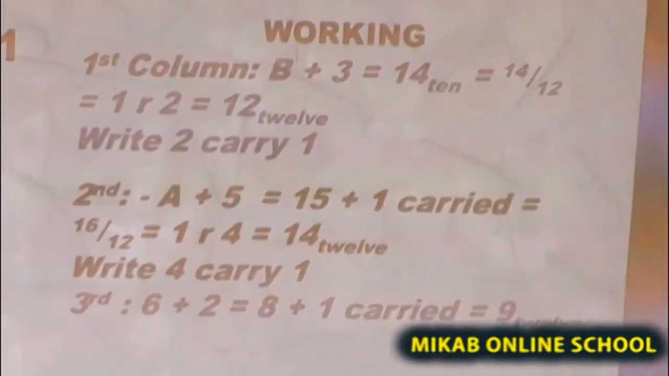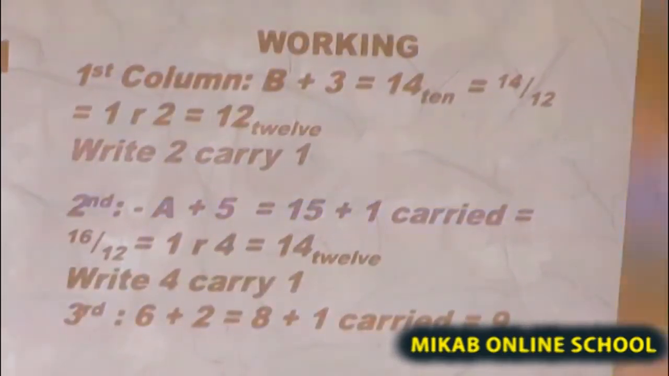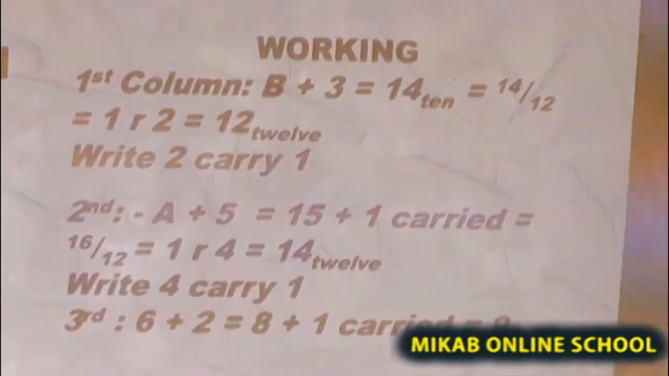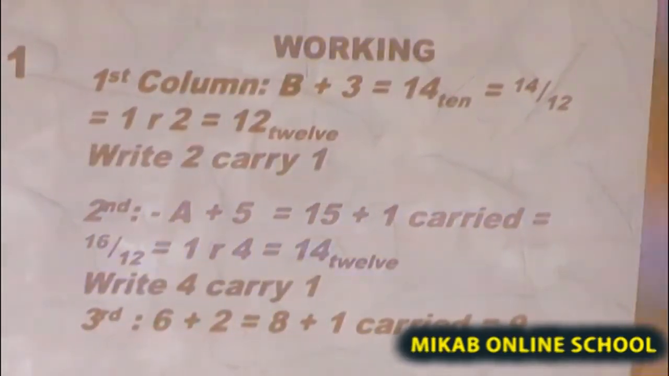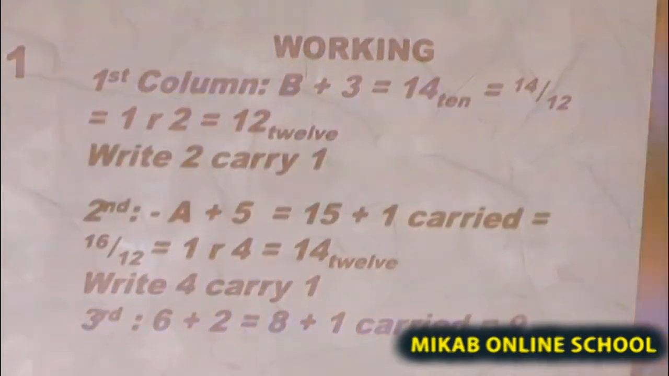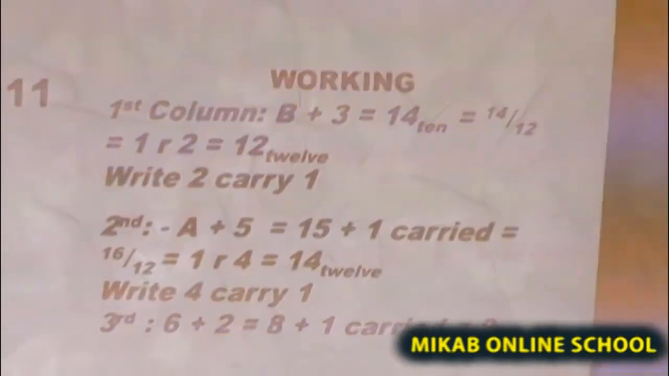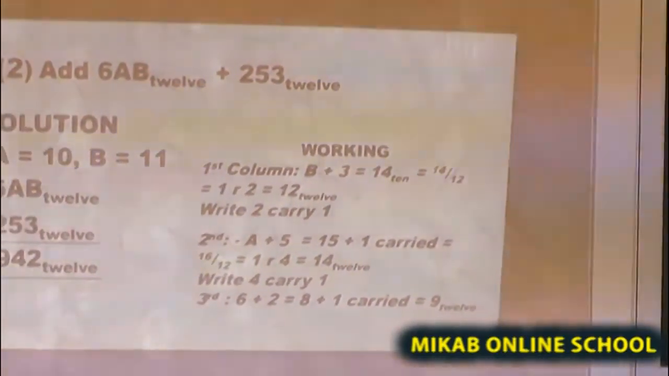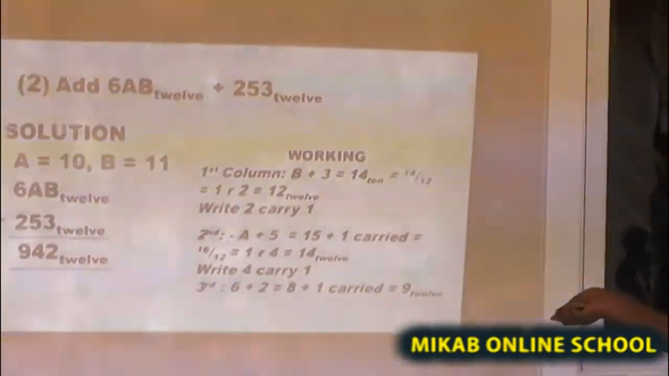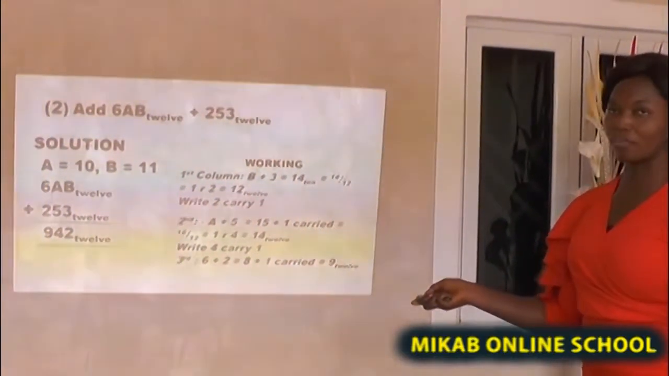Like in the previous cases, here we have 14. Because 14 is more than the base operating, we have to reduce it. That's why we are finding the number of 12s we can find in 14. Now, because 9 is not up to 12, we will not have to divide. So 6 plus 2 equals 8, plus the one carried is 9, 9 base 12. So that's what we have there.